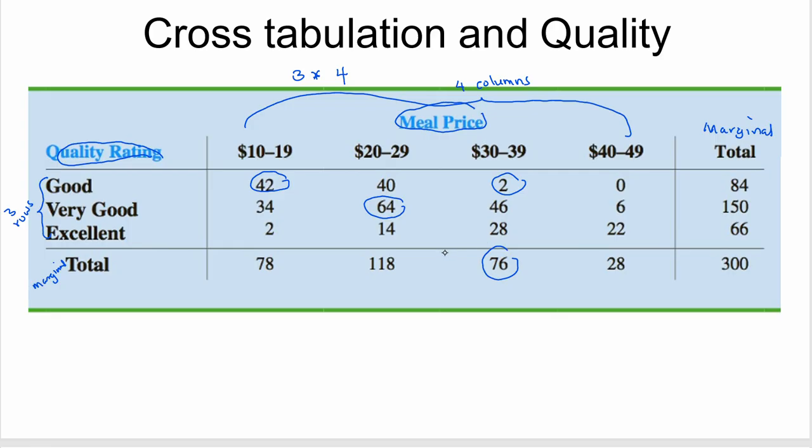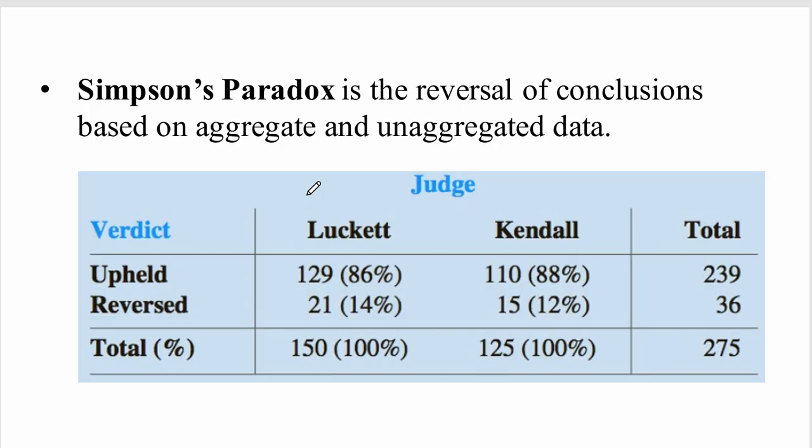Now, another quick question. How many restaurants serve food that is considered to be excellent? That will be the marginal total of 66 restaurants that were known to serve excellent food. Now, if we look at the cross table again, I can ask another question. How many restaurants sell excellent food between $30 and $39? And the answer will be 28. So I wanted you to spend some time on the cross tabulation here and discuss the different cells and what they represent. And moving forward, I want us to talk about what we call Simpson's paradox.